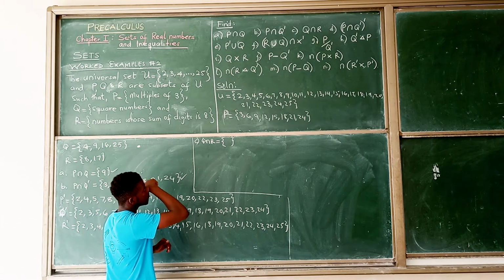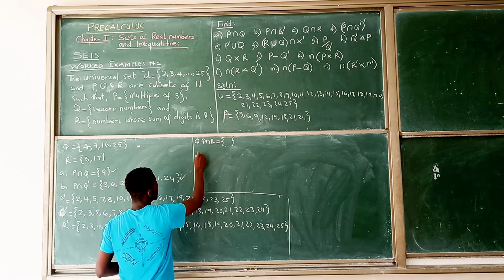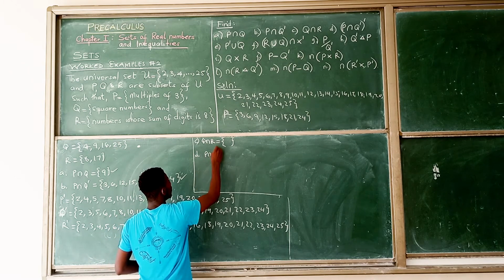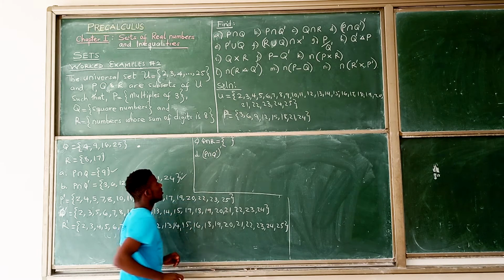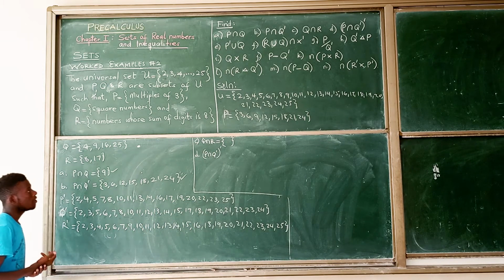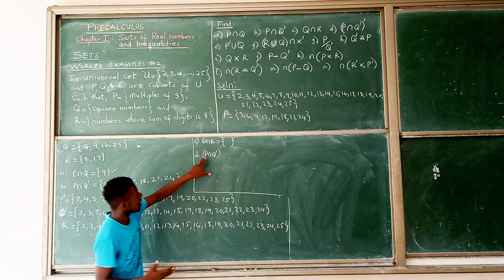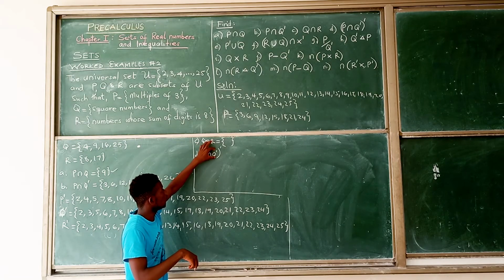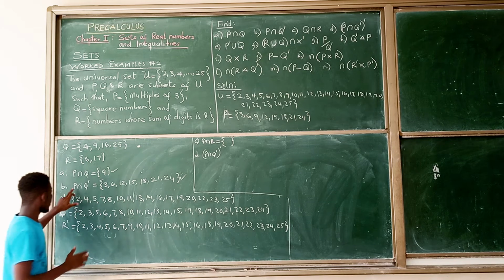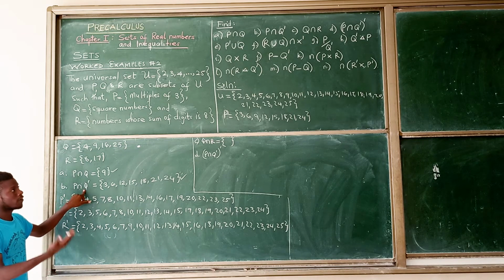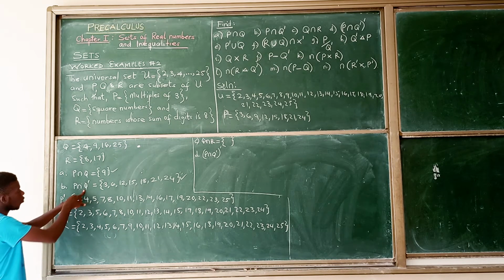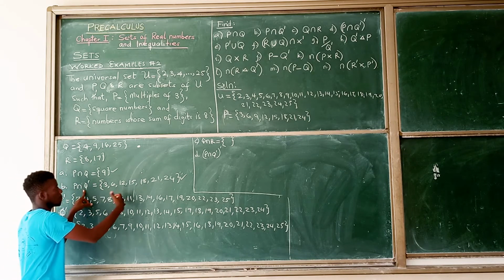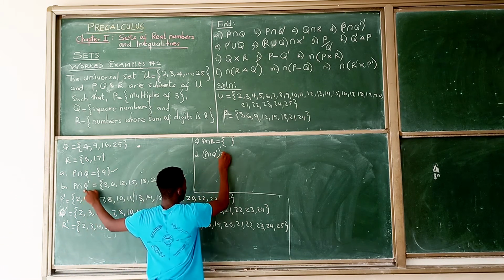We have D. D says we should find (P intersect Q) complement. This means: what are the elements that are found within the universal set and that are not found within P intersect Q? Now we already have P intersect Q here, so we don't need to find it again. So what are the elements that are found within the universal set and that are not in this set? Very simple. We can list them.